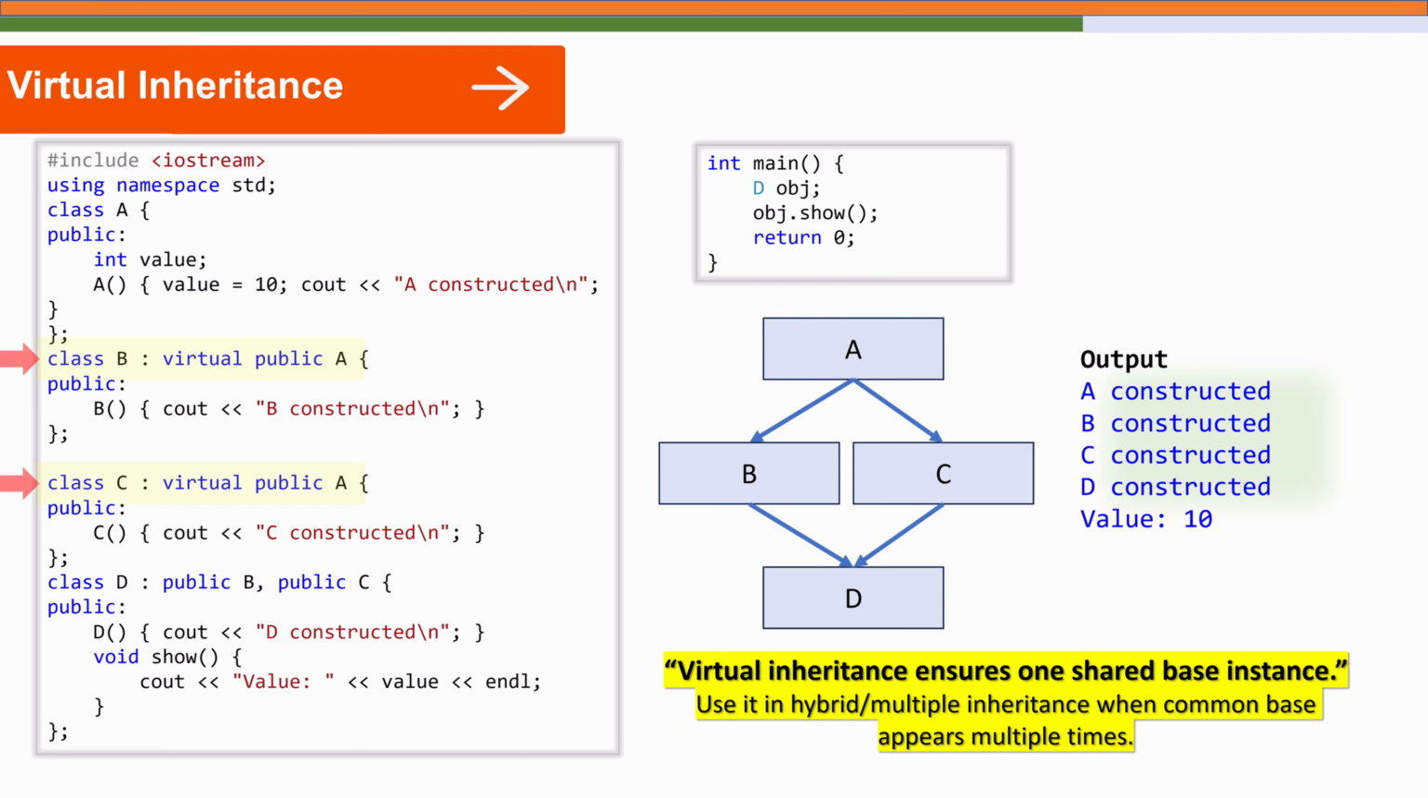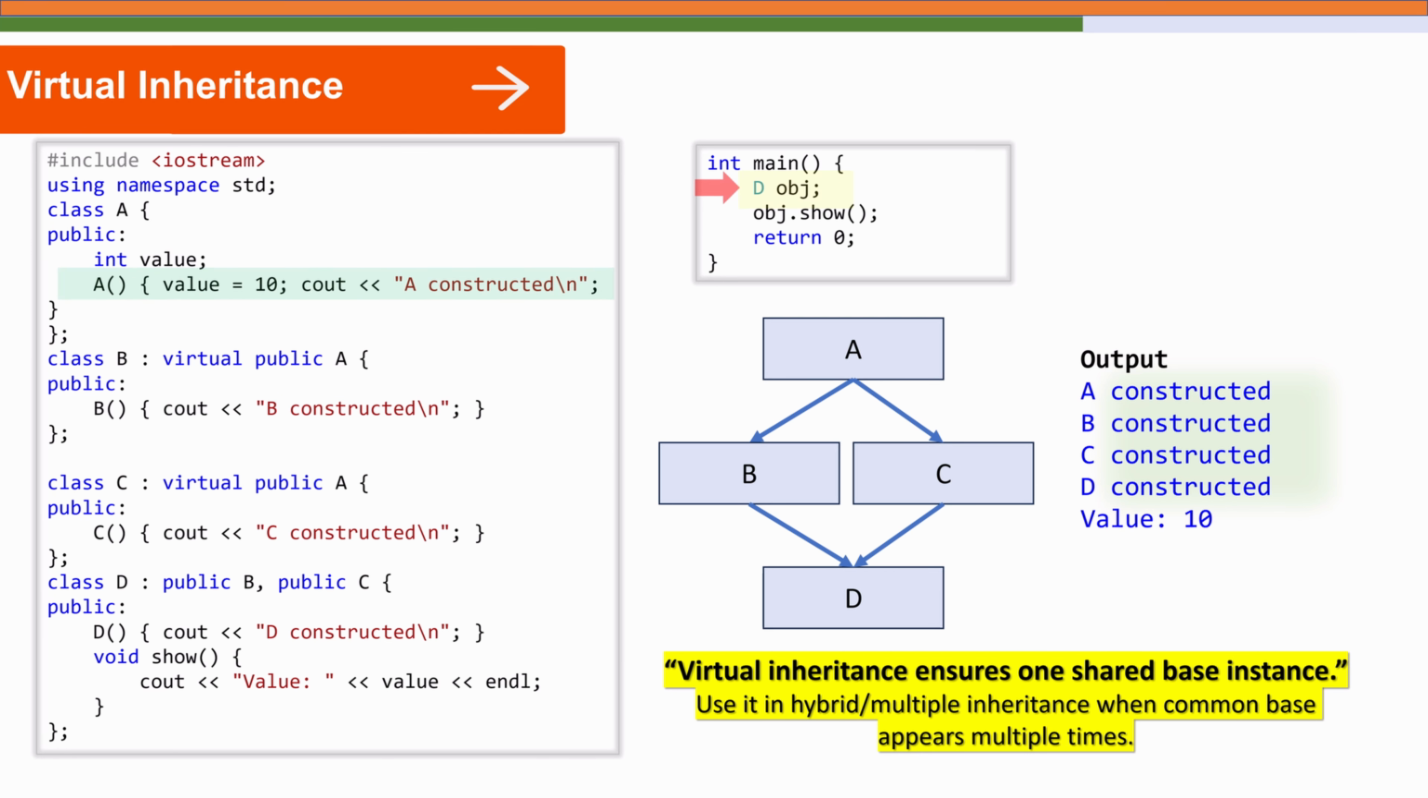Now let's rewrite B and C like this. So while inheriting, you insert the keyword virtual. So class B colon virtual public A, again class C colon virtual public A. So that single word virtual changes everything. It tells the compiler, if multiple classes inherit from A, share one common instance of A. So now the memory structure becomes easy to comprehend. Internally D has only one shared instance of A.